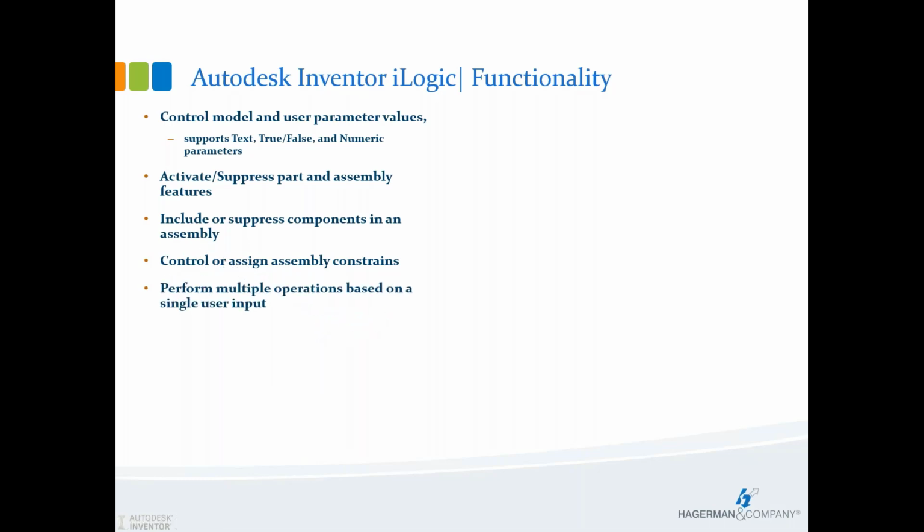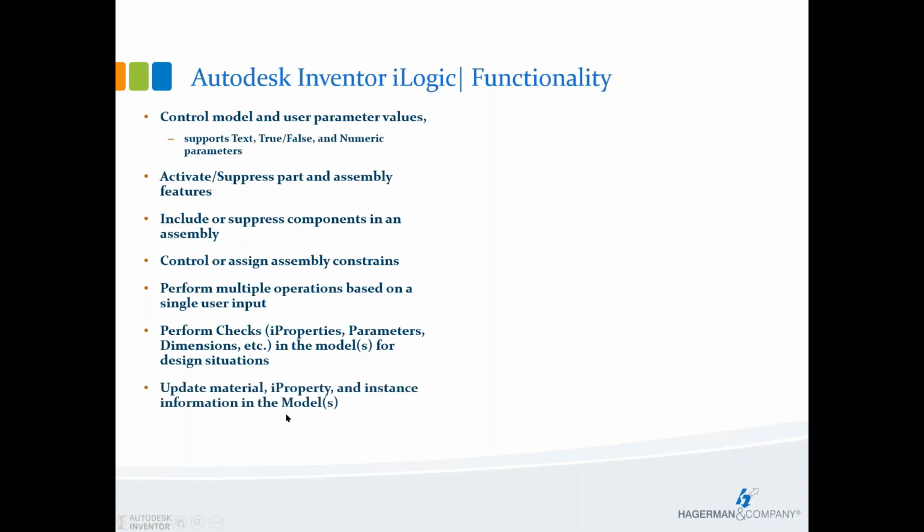We can perform multiple operations based on a single user input. Hopefully we'll see that here in just a little bit. Change one thing and multiple things happen. We can perform checks for specific values within iProperties, for values in parameters or dimensions for different design situations. We can update material, iProperty values, instance information if we need to within the models. We can read document information such as the file path, file name, or file type.